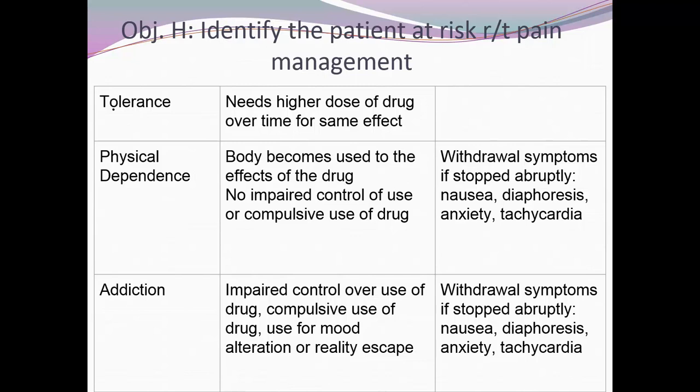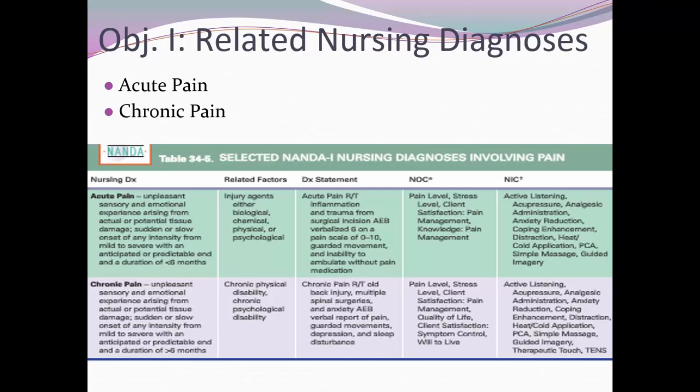So we need to be careful not to just pull their pain medicines away because they might really need them for a medical condition also. You can check out this table in your book for nursing diagnosis statements related to pain. Outcomes and interventions are also given. So this is a good place to start if we're going to think about writing a care plan for somebody with acute pain problems.